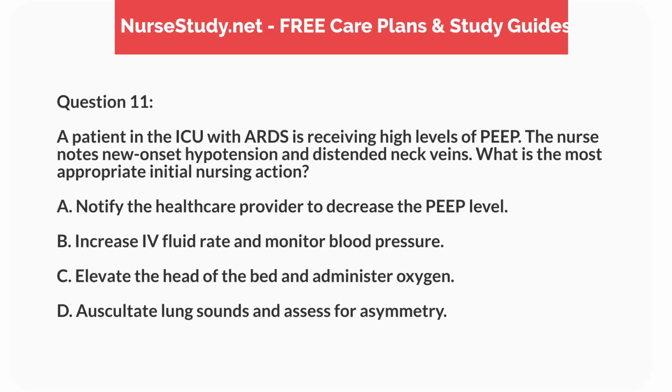Question 11. A patient in the ICU with ARDS is receiving high levels of PEEP. The nurse notes new onset hypotension and distended neck veins. What is the most appropriate initial nursing action? A. Notify the healthcare provider to decrease the PEEP level. B. Increase IV fluid rate and monitor blood pressure. C. Elevate the head of the bed and administer oxygen. D. Auscultate lung sounds and assess for asymmetry.